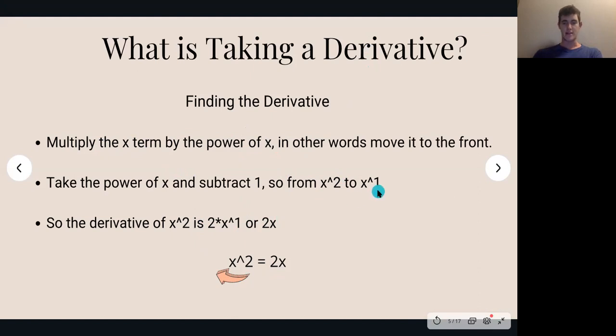And then the second step is take the power of 2 and subtract 1. So x to the power of 2 goes down to x to the power of 1. And we multiply the whole thing by 2. So the 2 goes to the front, and then we take 1 power down. So x squared becomes 2 times x, or 2x.